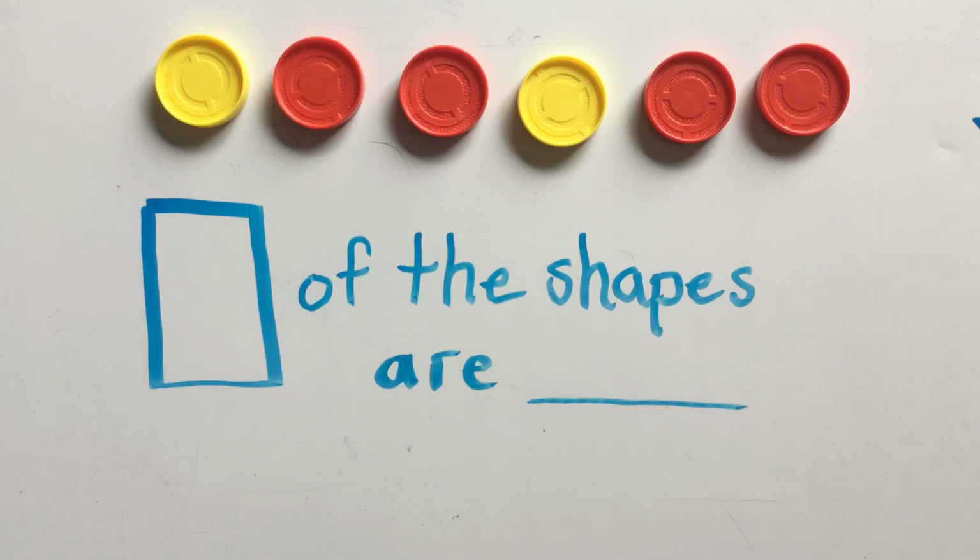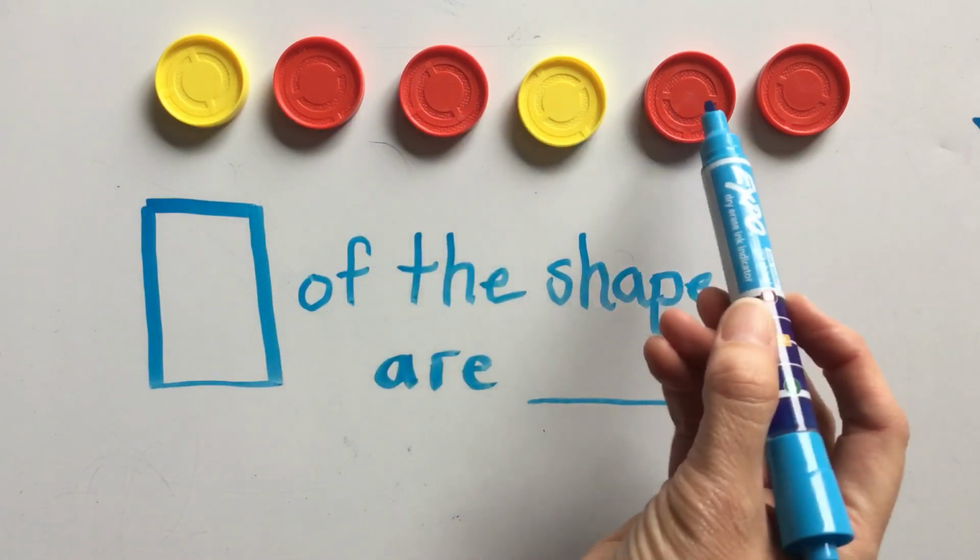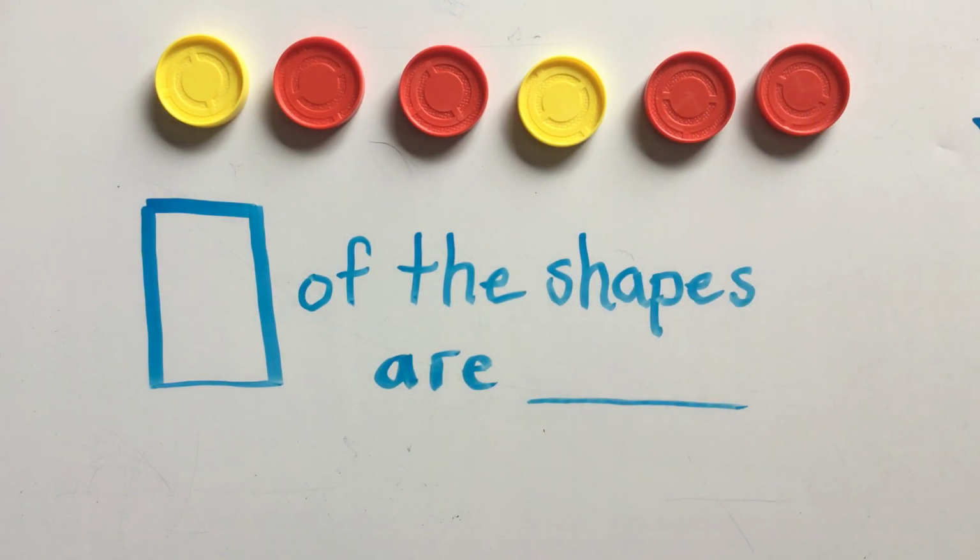Today we're going to talk about fractions of a set. Fractions can name part of a set. In this set, there are 1, 2, 3, 4, 5, 6 parts altogether. We can create a fraction for this set. Now, what if I want to know how many yellow discs there are?